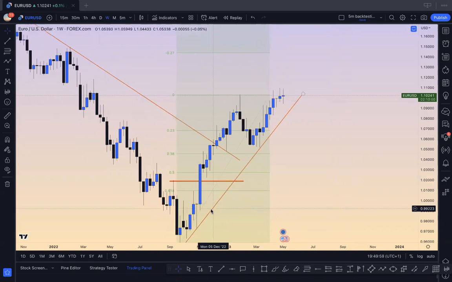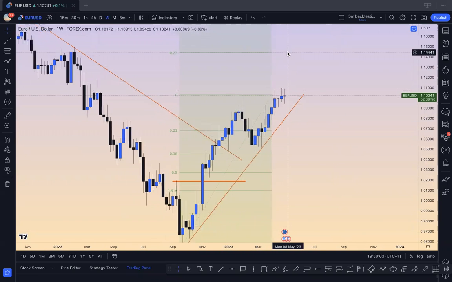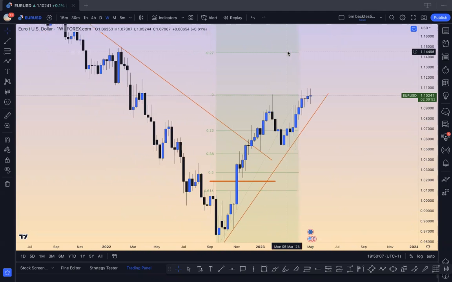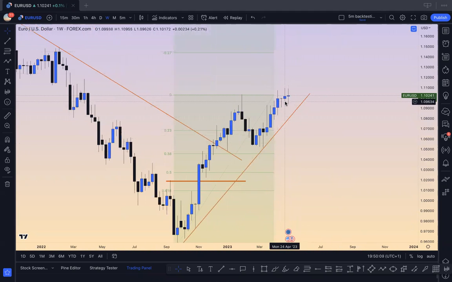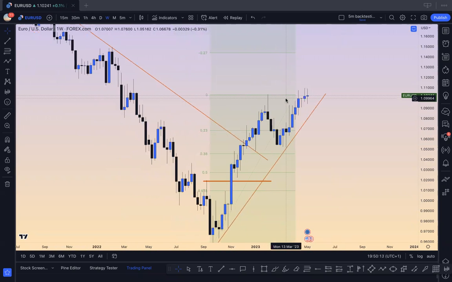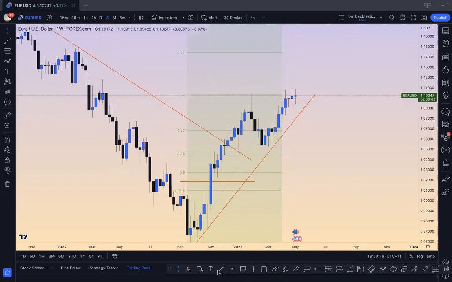Right, so we were saying impulse, correction, continuation. I'm looking to see it going at least to the negative 27, and then we will see what happens. So now we are in this leg and I want to analyze what's happening. This is not a break of structure yet because it's being wicked.